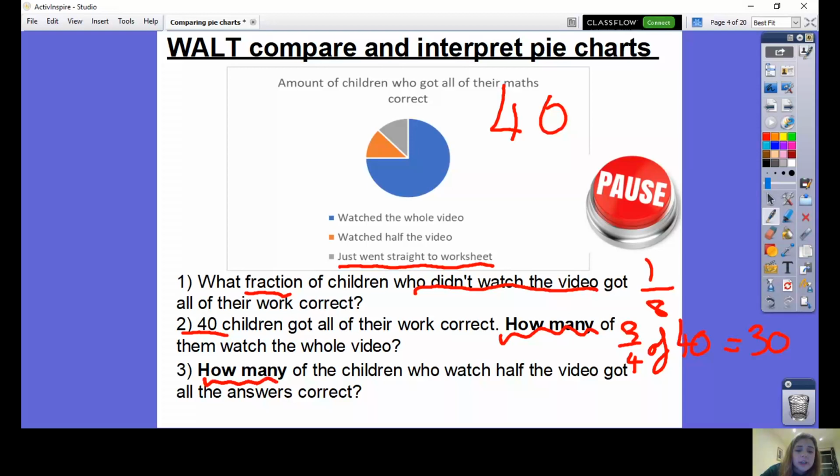How many children who watched half the video got all their answers correct? I know half the video is 1/8, so I'm looking for 1/8 of 40 because it says how many children, not what fraction. 40 divided by 8 is equal to 5.